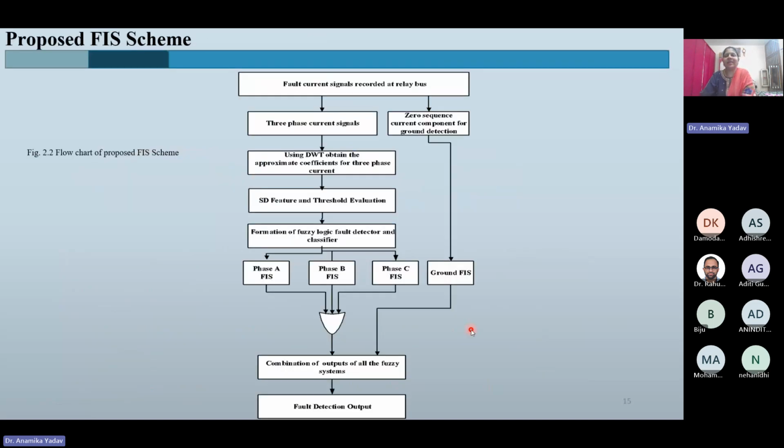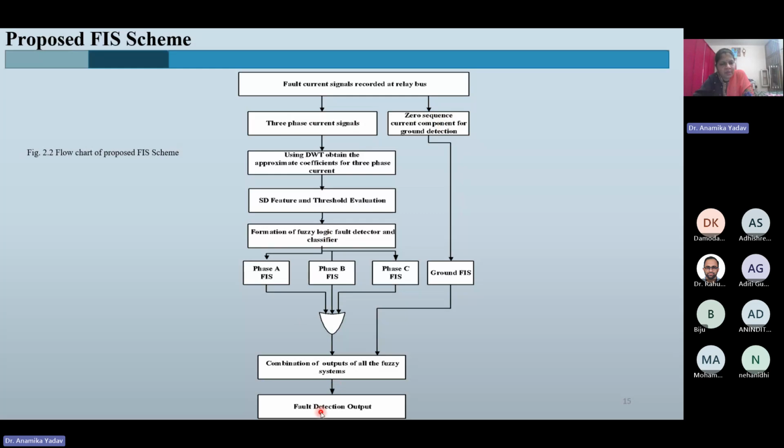So this is basically a flow chart of how we will apply a fuzzy logic system. We will initially measure the fault current signals at the relaying bus, so we get three-phase current signals. In addition to the three-phase current signals, using a sequence analyzer, we calculate the zero sequence component of the current. This is required to know whether ground is present in the fault loop or not. So ground detection is done through the zero sequence component, and for which phase is faulty, the three-phase currents can be utilized.